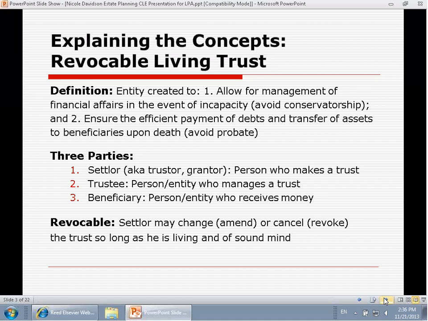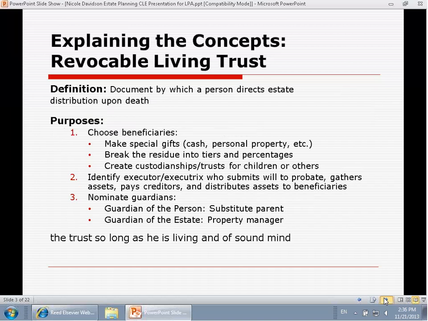So the settlor will be all three parties: the maker of the trust, the manager of the trust, and the beneficiary of the trust. But the roles of trustee and beneficiary will change at a future point. The Revocable Living Trust is revocable, and that means that the settlor may change or amend or cancel or revoke the trust so long as the settlor is living and of sound mind.